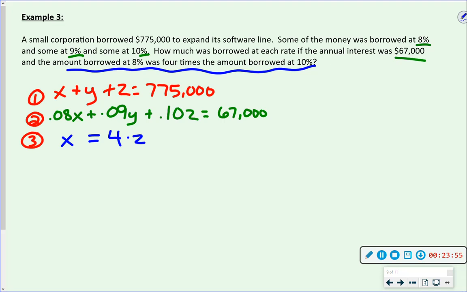4 times the amount. Now, you're like, oh man, now we got to do substitution or elimination 3 times. This is going to be awful. Actually, it wouldn't be. Work smart, not hard. Okay. X is 4Z. I would replace X with 4Z.